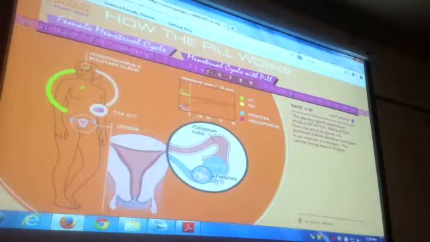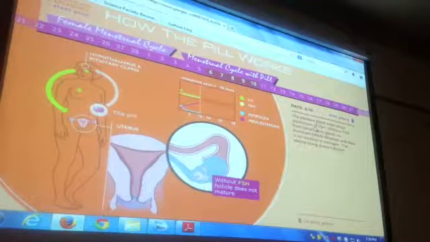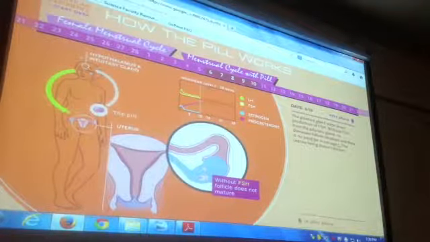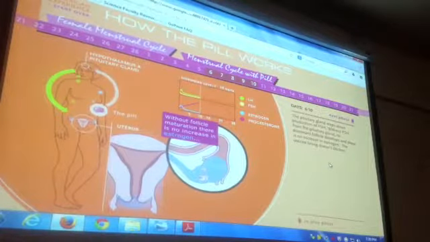I love this line. The pituitary gland steps down production. So in other words, I'm telling my brain to turn off. Therefore, without those chemicals, no follicles develop, no estrogen gets going, uterine lining doesn't grow, therefore nothing happens.